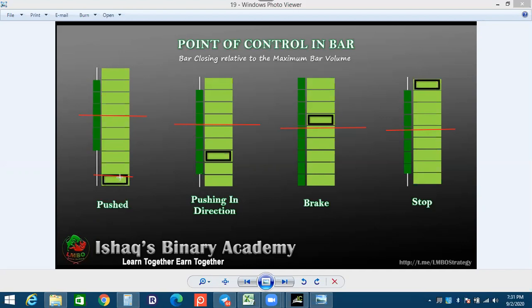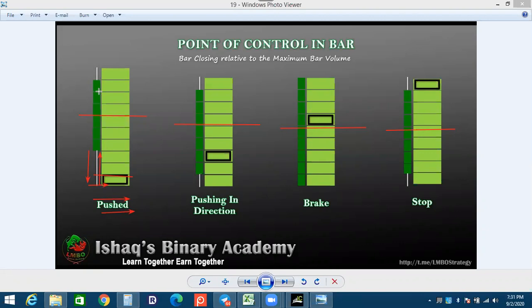It can be called a pushed candle. And when the volume is increasing on the third point of the tick, it is called pushing in direction. Here, when the market moves down, what is it suggesting? The sellers dropped the market price, and then from here buyers again push the market up. So when the market is pushed up, we call that a push by the buyers.